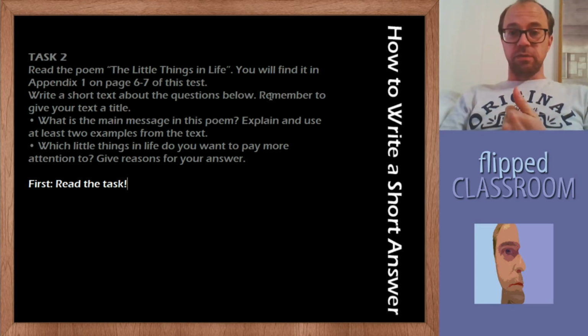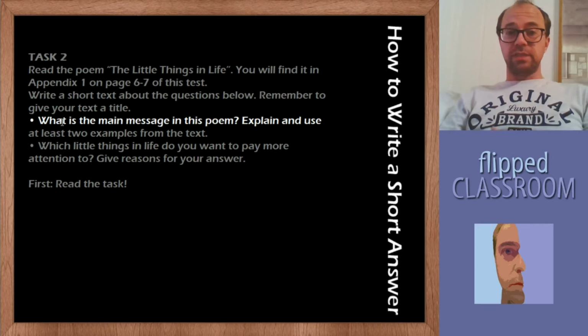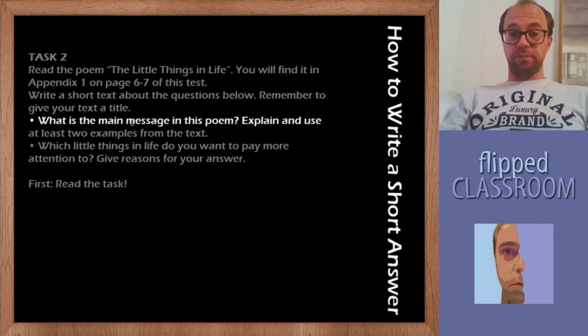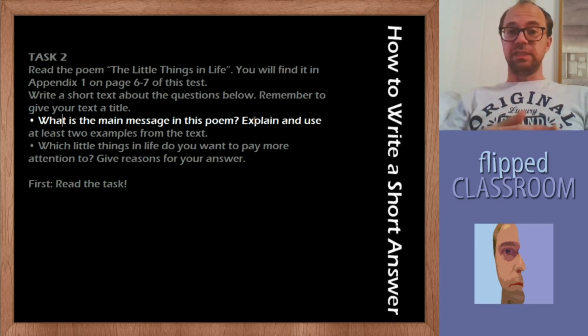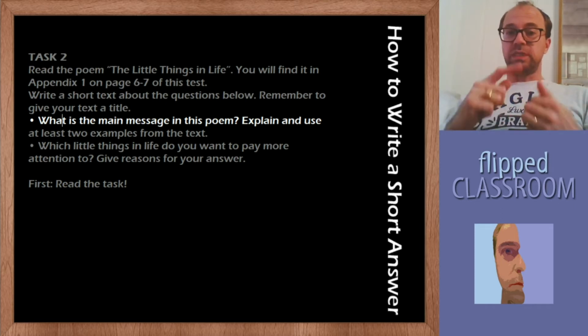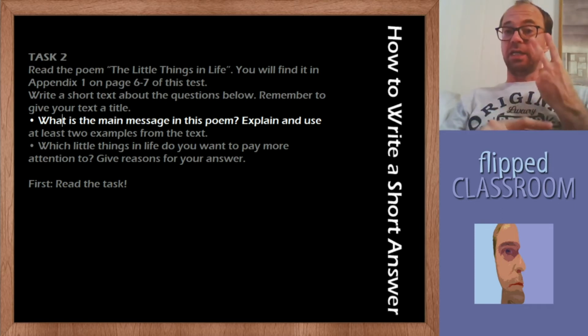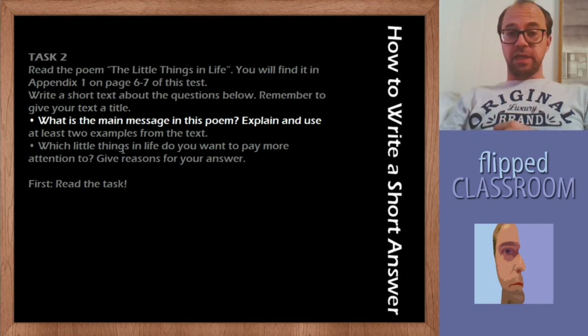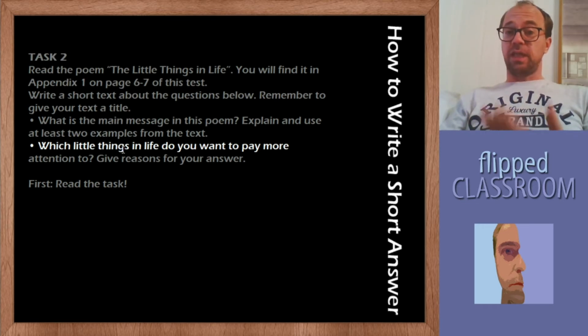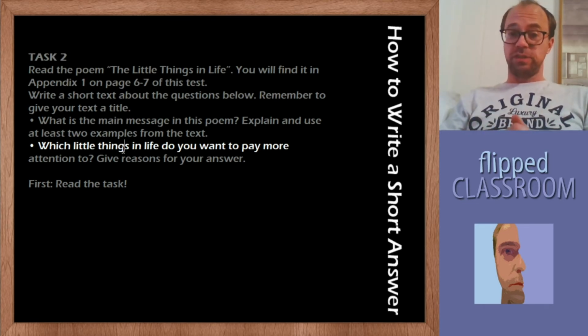Also, it says here, remember to give your text a title. And here are the questions. What is the main message in this poem? Explain, that means förklar, and use at least 2 examples from the text. So I need to explain the message and I need to use 2 examples from the text. And there's another question: which little things in life do you want to pay more attention to? Give reasons for your answers.